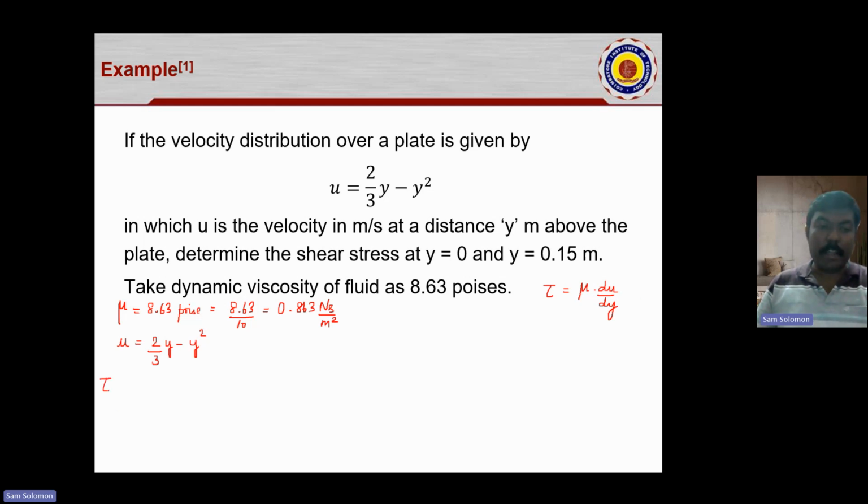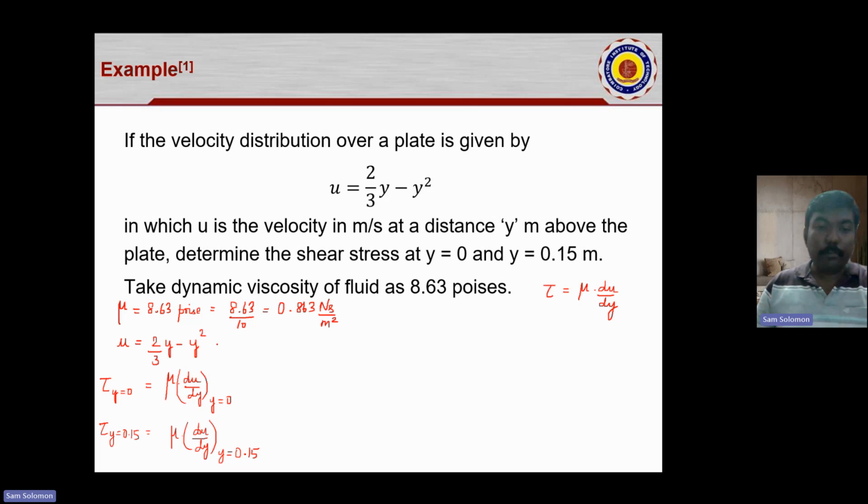So they want us to find tau at y equal to 0. Which means it is mu times du by dy at y equal to 0. And they want us to find tau at y equal to 0.15. So which means mu multiplied by du by dy, and this du by dy should be evaluated at y equal to 0.15 meters.